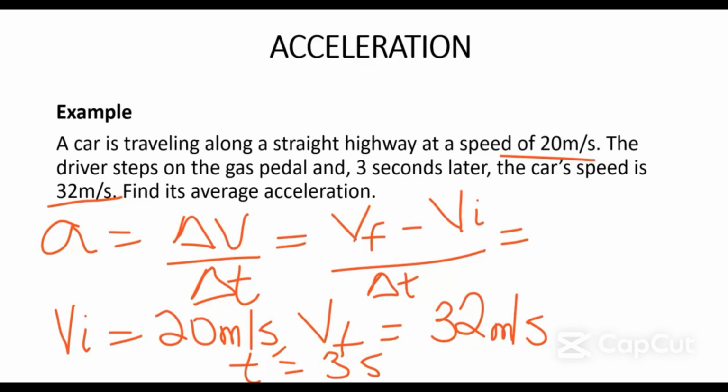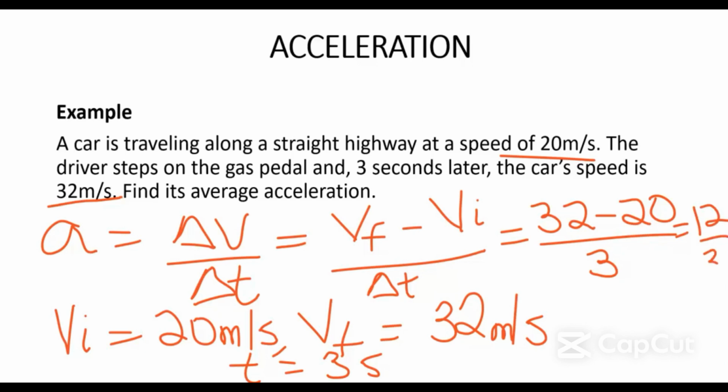So to find its acceleration, it will be 32 minus 20 over 3, which is equal to 12 over 3. And when we divide this, we have 4 meters per second squared. That is the acceleration, 4 meters per second squared. Okay, good. Let's look at another example.